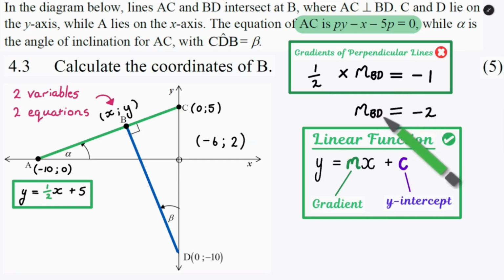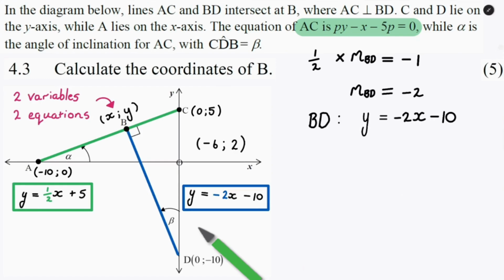Okay, we're going to take that gradient, slap it straight into y equals mx plus c. And now I'm going to start hunting for that y-intercept. Do I have the y-intercept of the blue line? Hey, how's it? But minus 10, yes. So we can replace c with minus 10. And now we officially have the equation of the blue line.